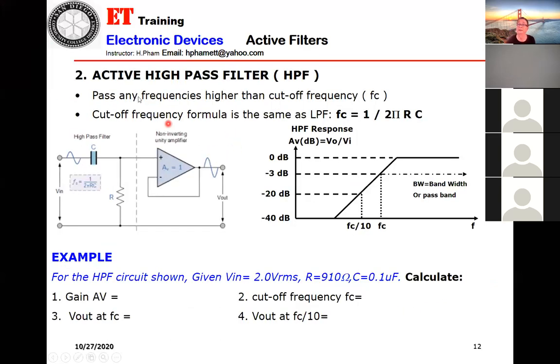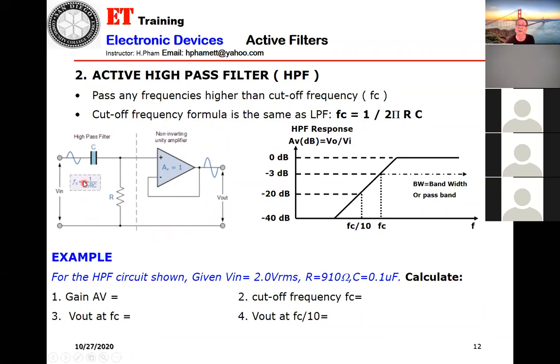Okay, next one. Active high pass filter. We try to finish this part here. A high pass filter passes any frequencies higher than the cutoff. You see that? Cutoff right here. Any frequency higher, they pass it. Any frequency less than cutoff will be attenuated or blocked. The cutoff frequency formula is the same, 1 over 2 pi RC.